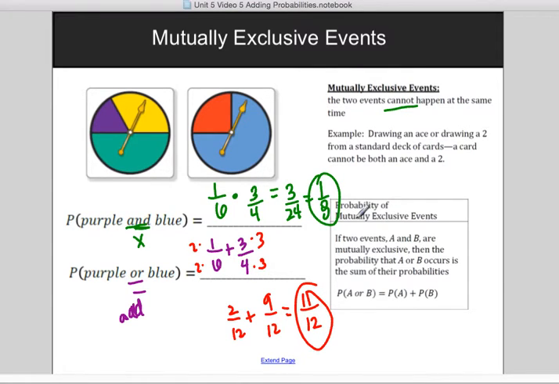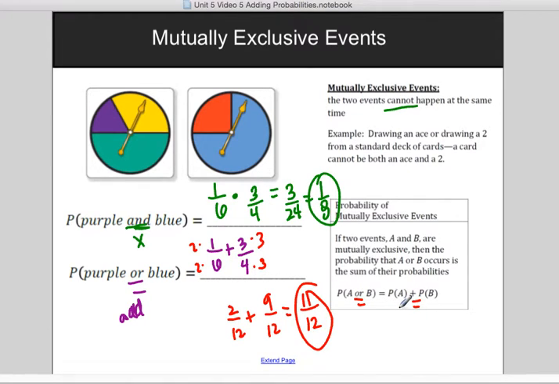Okay, so probability of mutually exclusive events. Remember, exclusive means they cannot happen at the same time. The way it works is the probability of A or B is equal to the probability of A plus the probability of B. The biggest thing to remember: or means add.